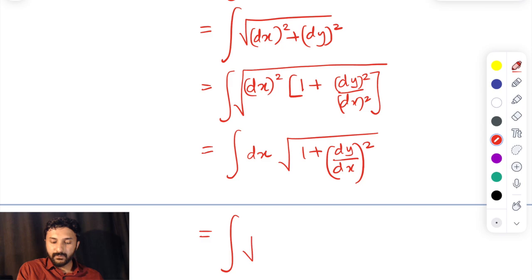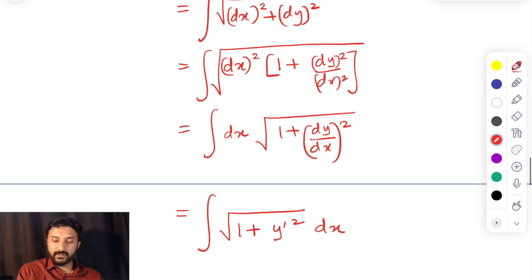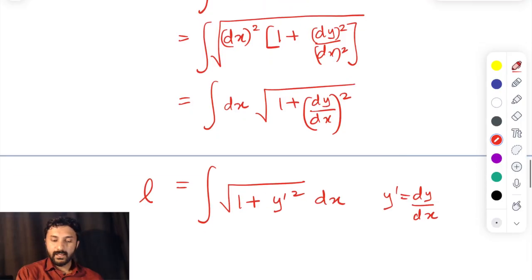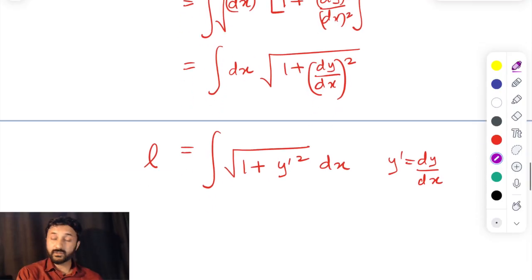And it seems like we have almost got it. We can rewrite this as the integral of the square root of 1 plus y dash squared dx, where I'm using the familiar notation y dash to represent dy by dx, the derivative of y with respect to x. And so now this is our integral. As you can compare with what we had written earlier, the integral that we are trying to minimize, when even in the previous video we tried to derive the Euler-Lagrange equation.